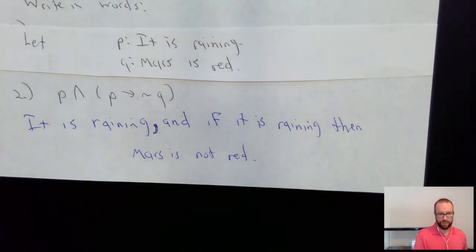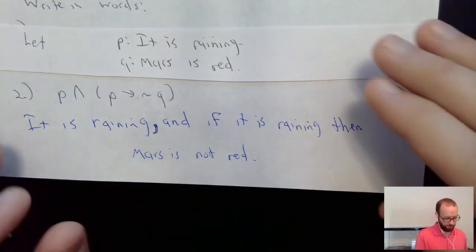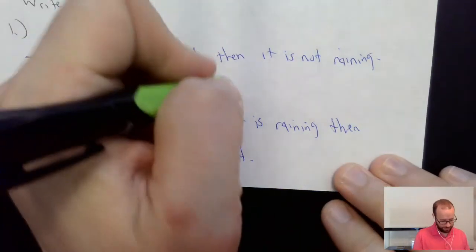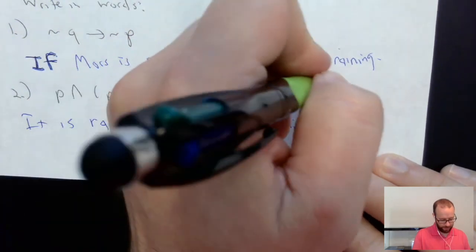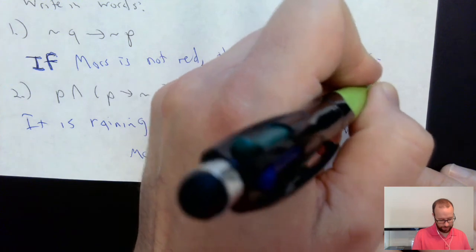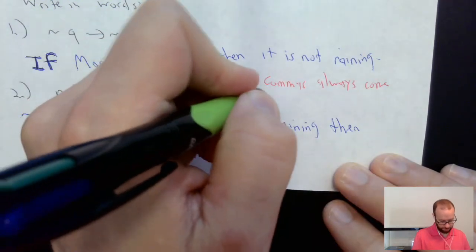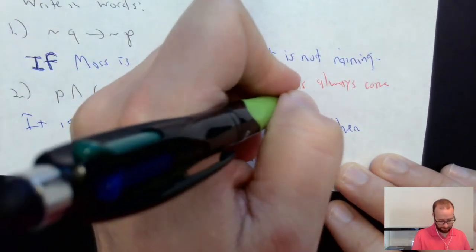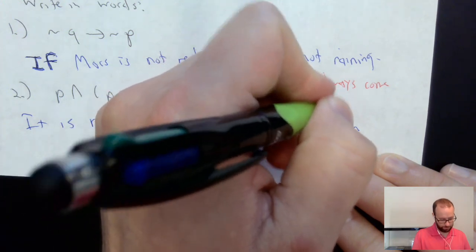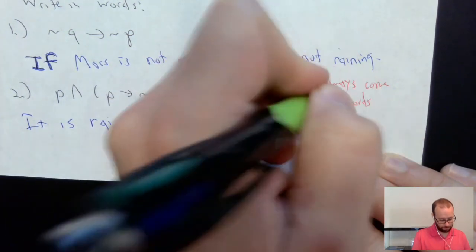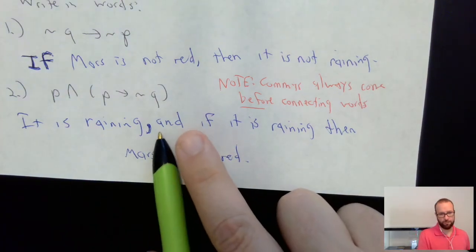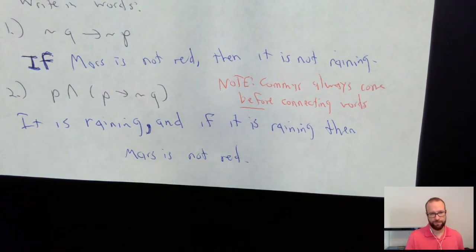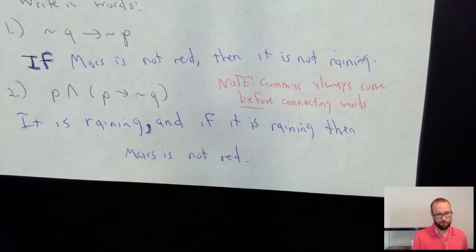Thankfully, we don't need to memorize all these different weird little things. Here's a quick note. Commas always come before connecting words. We knew there should be a comma somewhere here near and, it should be in front of it. Anytime you've got a comma that you need to put in somewhere, put it before your connecting word.